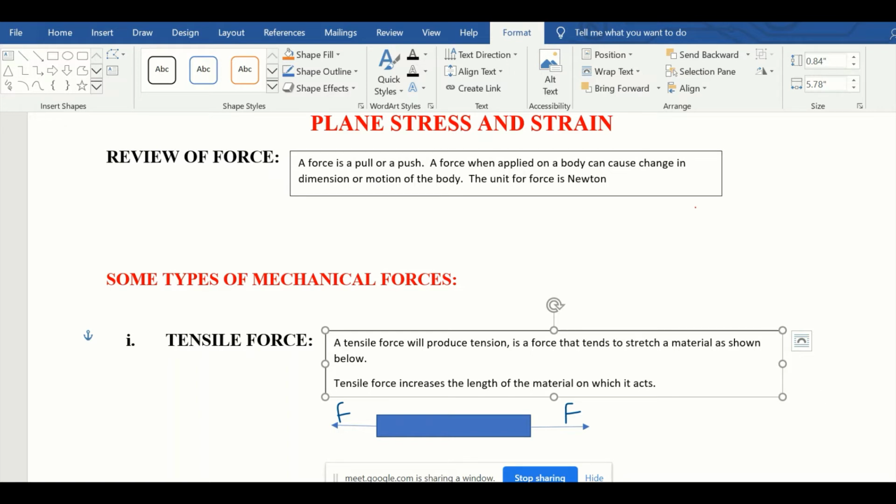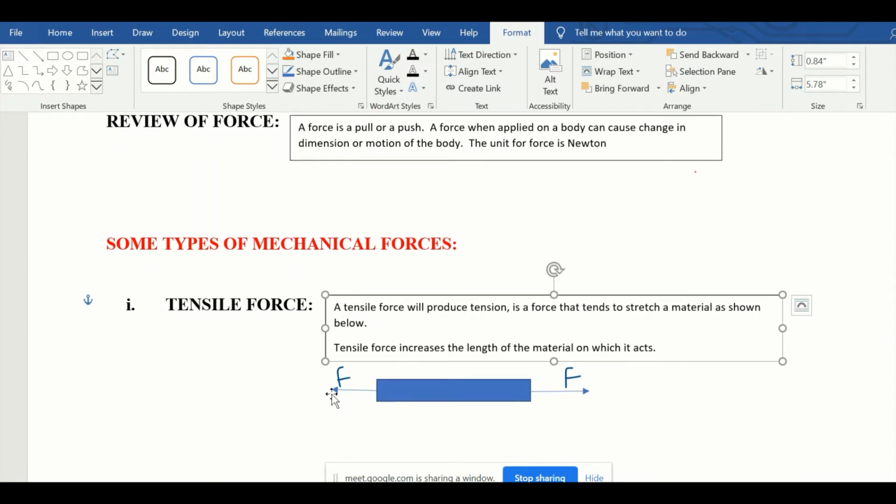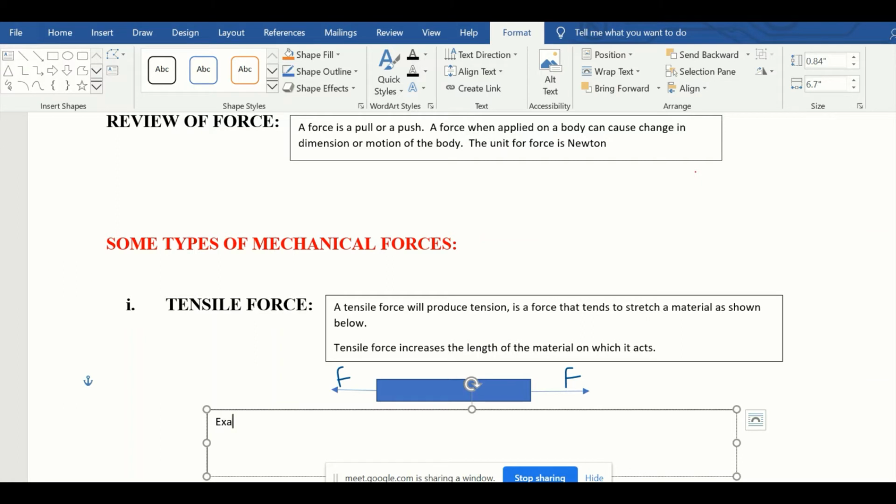I will give us 2 or 3 examples of an object that is undergoing tensile force. Examples of materials that undergo tensile force. The first one that comes to mind is a rubber band. A rubber band, when being stretched, undergoes tension. That is a very good example of tensile force acting on an object.